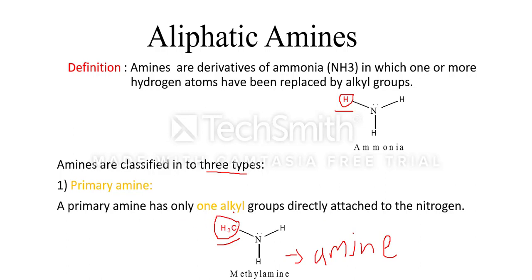Primary amines mean the replacement of one hydrogen of ammonia by an alkyl group. A primary amine has only one alkyl group directly attached to the nitrogen atom, and the remaining two hydrogens are still attached to the nitrogen. Everyone get it clear? Amines are derivatives of ammonia in which one or more hydrogens have been replaced by alkyl groups. In primary amines, only one hydrogen is replaced.